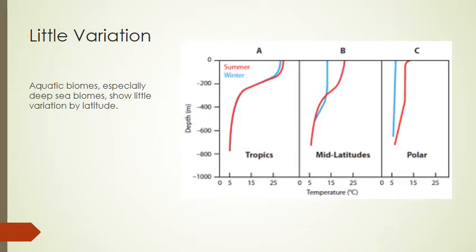So there is very, very little variation. Temperatures in the tropics, about 5 degrees at the bottom. Up in the mid-latitudes, about 5 degrees. And even at the poles, about 5 degrees.